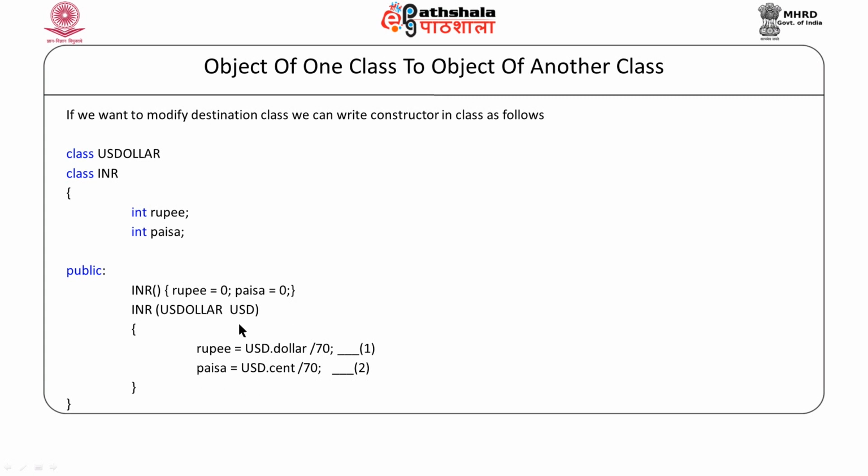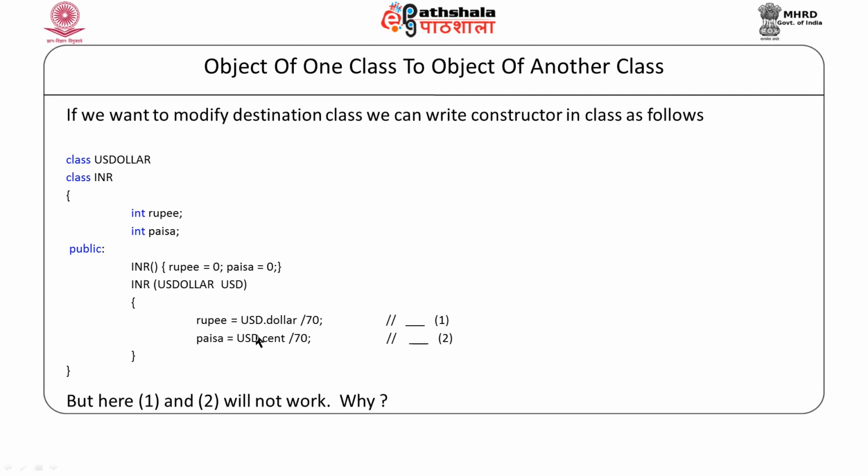And similarly cent into paisa. Ideally, we should convert the entire money into cents and convert into paisa, and then finally we should achieve rupee and paisa. But let us simplify the whole thing. What we say is we simply divide the US currency by 70 and we achieve this currency. But see, notice here, these statements 1 and 2 will not work. Can you guess why they will not work?